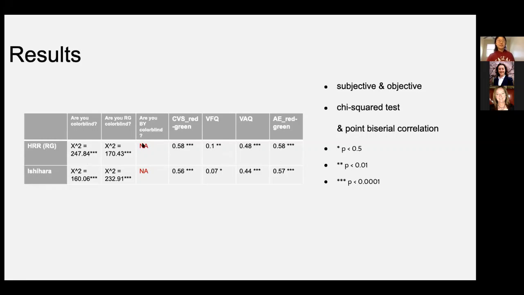Also, you may notice that there are some NAs in here. It is because, as I mentioned before, we only have 20%, like 20 participants who are color deficient, and of the 20 participants, 0 of them are blue-yellow color deficient. In other words, the 20 participants are all red-green color deficiency. So in that case, we cannot use the objective measures to correlate it with the BY items, because the BY items for the HRR is just a 0.